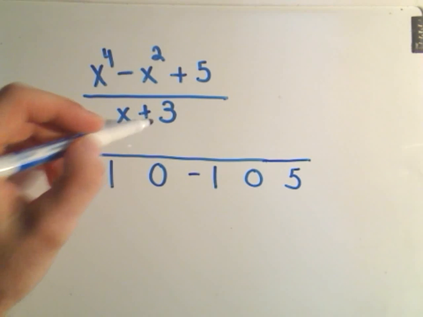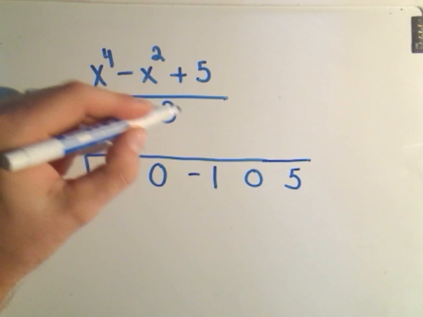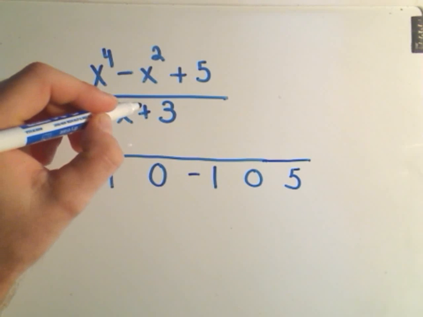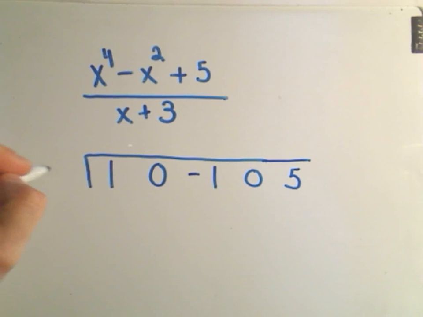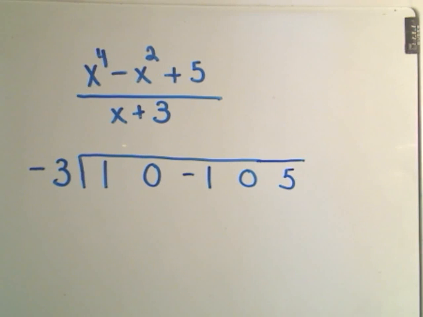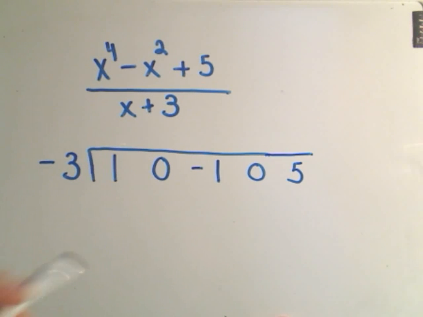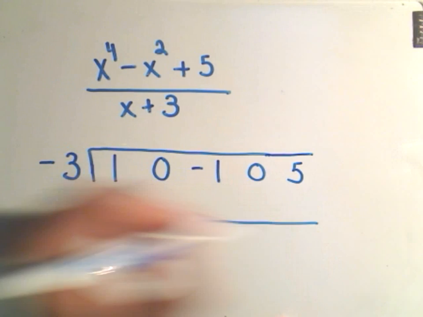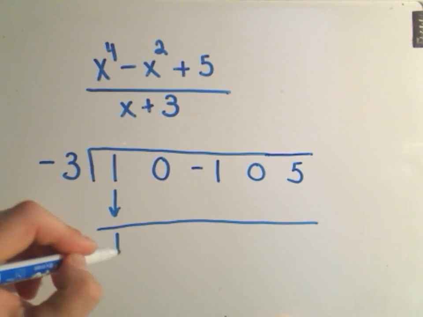We also said whatever you're dividing by, so here it's x plus 3. Remember, you have to take the opposite sign, so we're actually going to use a minus 3 out front. Okay? And then it says all we have to do, we drop down the first number, so we'll get 1.